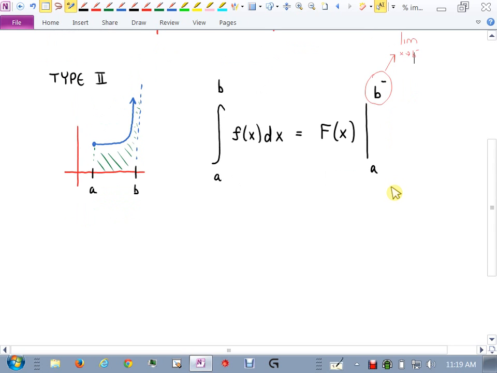Now, this is type 2, okay? But let's take another scenario where instead of it being undefined on the right side, it would be undefined on the left side. So the asymptote would be on your left endpoint. Then it would look like this. You would have, again, a and b here. This time your function is defined at b. And just for fun, I'll make this function go to negative infinity instead.